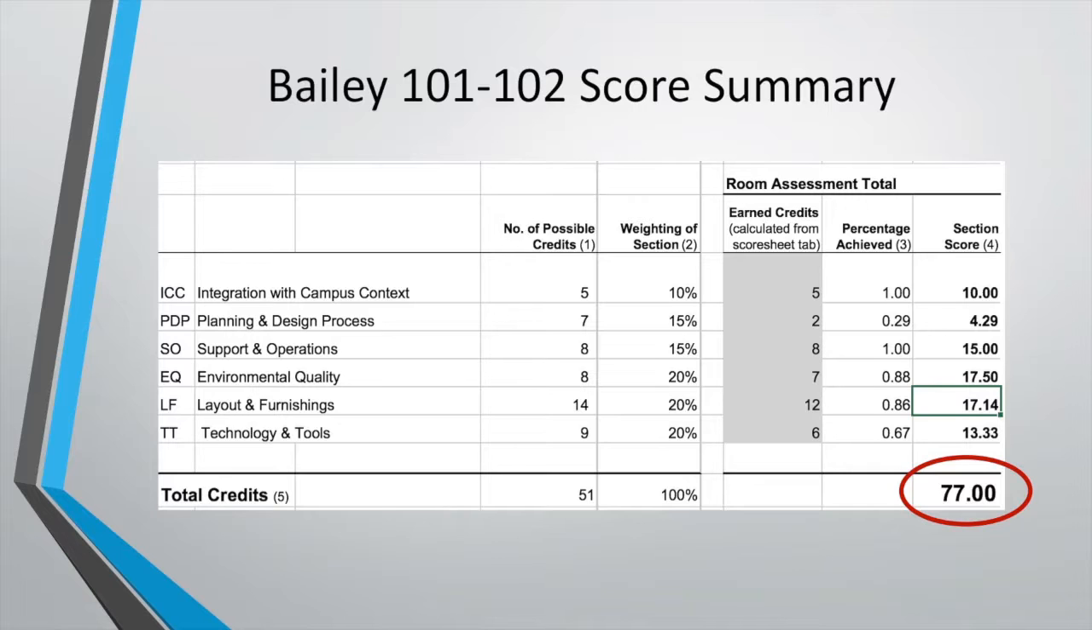But if you look at our score for Bailey 101 and 102, it's in the planning and design process where we didn't meet the requirements of the different aspects. And I think any room we have going forward at Geneseo, we're going to rock that section because now we're aware of the pieces that we need to do before we do the renovation. So the new room gets a 77.